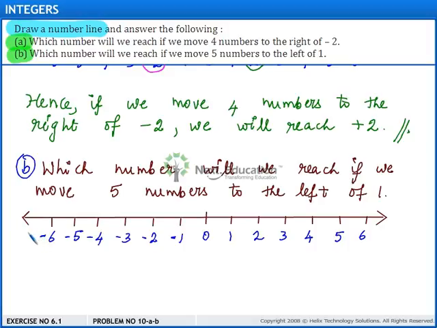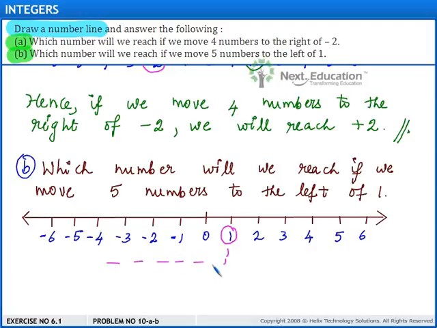Let us consider a number line. Let us mark 1 on the number line. Now we need to move 5 numbers to the left of 1. 1, 2, 3, 4, 5. So move 5 numbers to the left of 1.